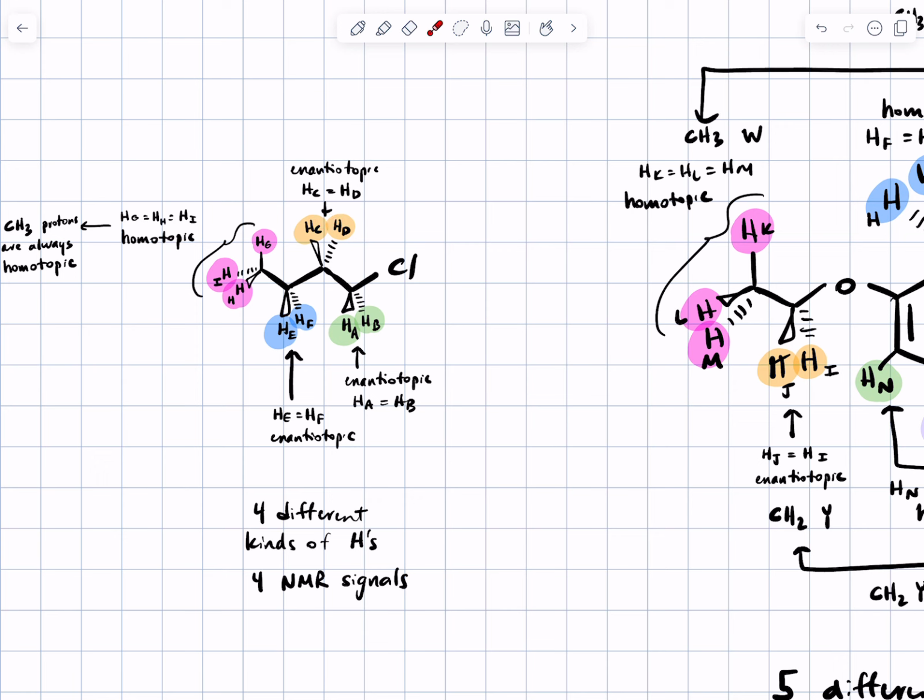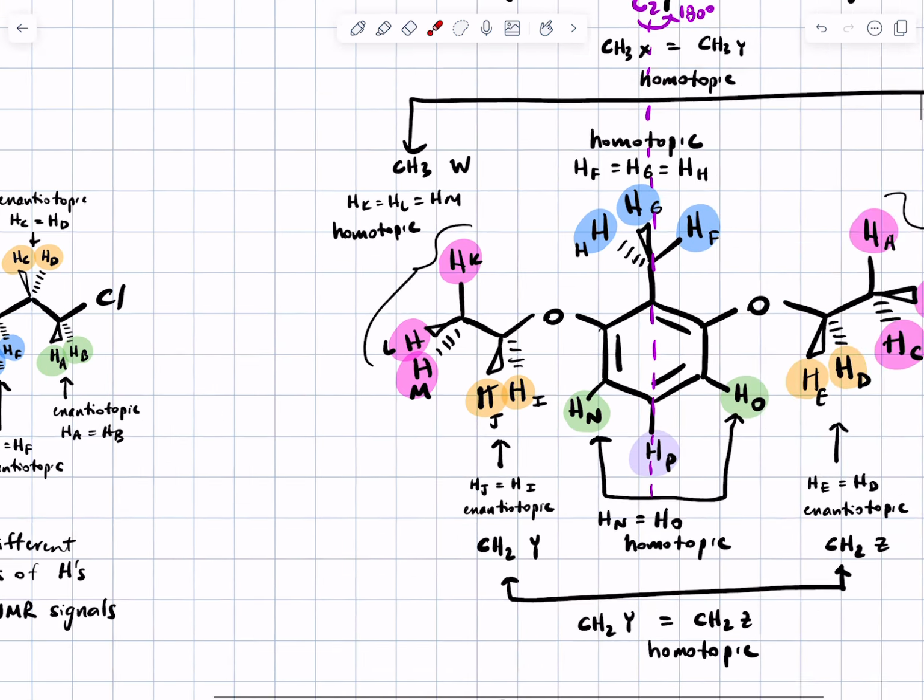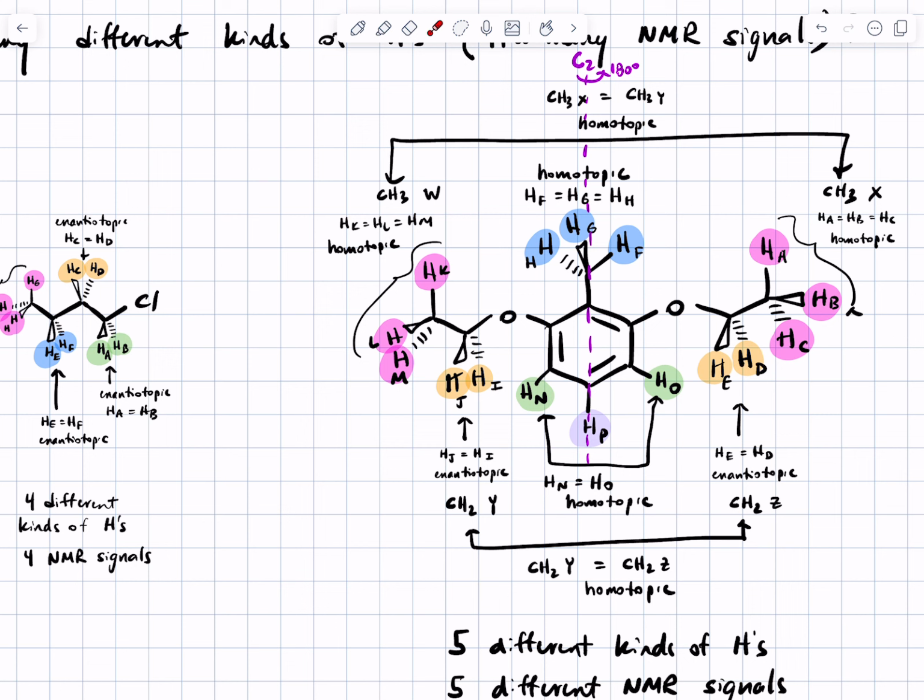These terms, homotopic, diastereotopic, and enantiotopic, refer to the relationship between protons or groups of protons. So it's a relational term. We looked at this larger molecule and identified that the methyl protons H, G, and F in blue were homotopic and identical to each other. The pink methyl protons are identical to each other and to these methyl protons here because of the C2 axis of symmetry through the middle of the molecule in the plane of the page, which allows these two methyl groups to be interchangeable.